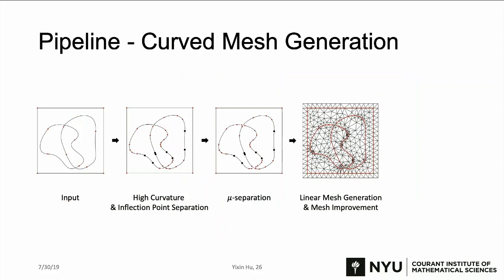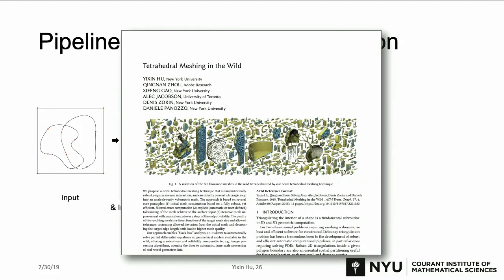After the input constraints are properly marked, we first generate a linear mesh using a similar strategy proposed in our last year's SIGGRAPH paper, Tetwald. Though Tetwald is an algorithm for 3D linear tetrahedralization, it can be easily extended to 2D triangulation. Since Tetwald is a pretty new algorithm, to make today's talk self-contained, let me briefly explain the main idea of Tetwald in 2D.